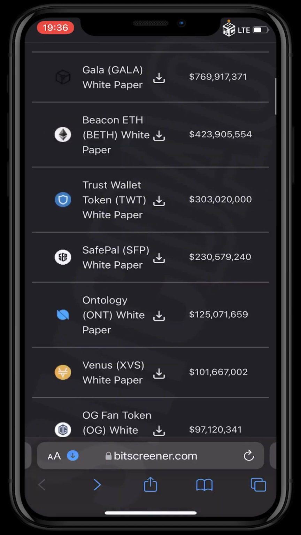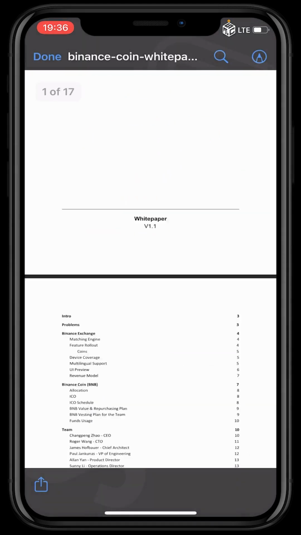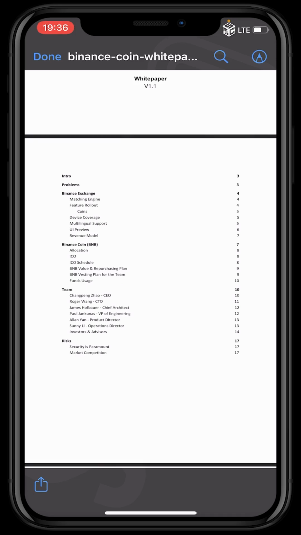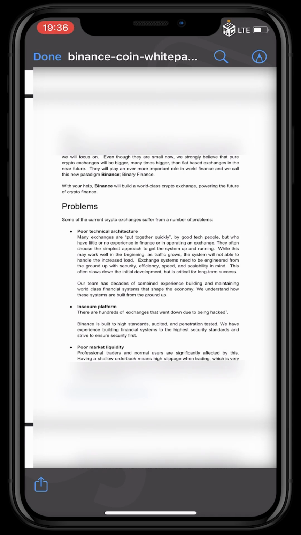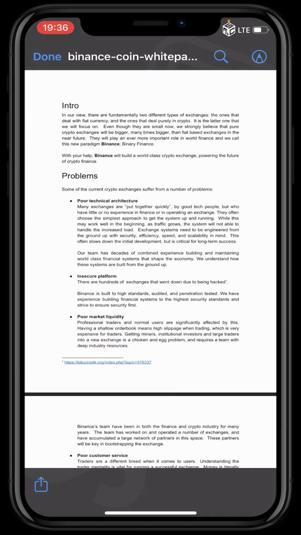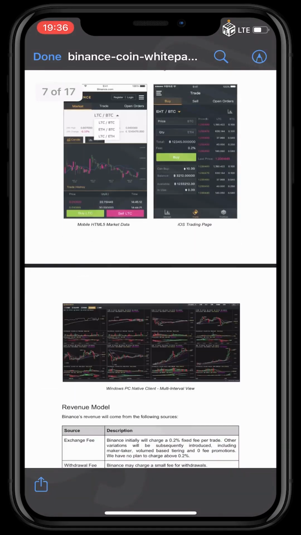So guys, looking at BNB's white paper, let's click on downloads right here. So let's open it. You could clearly see all the key points I mentioned, right? I talked about the problem statement and the solutions. Look at it right here. Here are the problems and how the BNB team intend to solve that. I spoke about the technology and it's also right here.